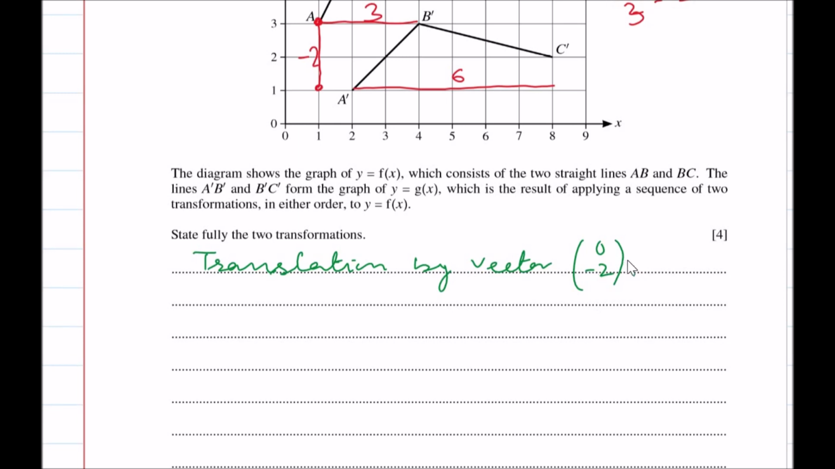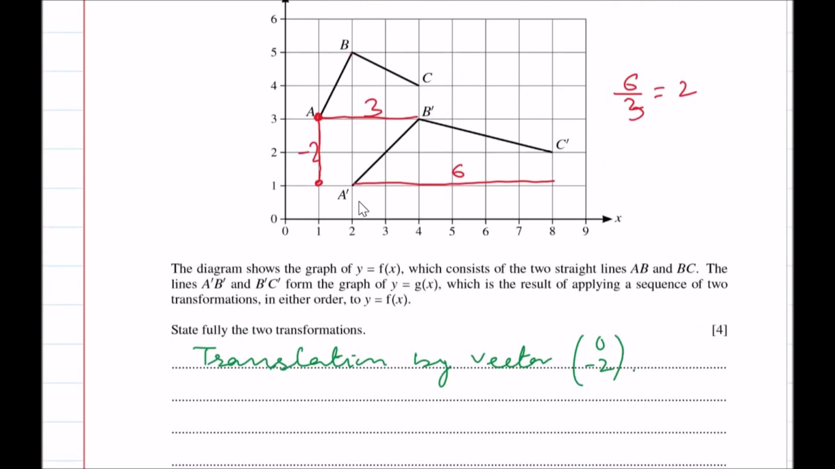Why no horizontal translation? See, this is not because of a shift. This is because of the stretch. See what is happening. From here, this is 1 unit. So this A dash became 2 units. So this is stretch. Because of the stretch, this shift is there. It's not a horizontal translation. So translation by vector 0 minus 2.